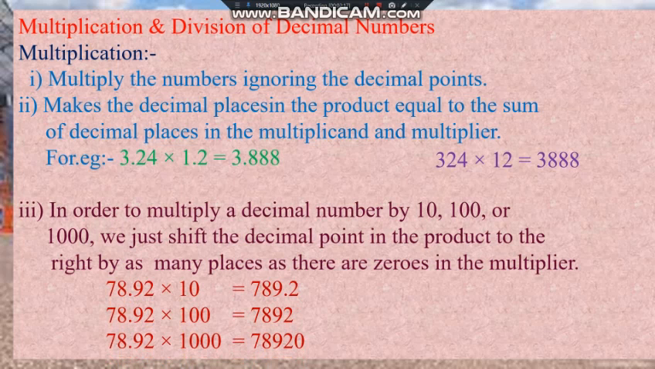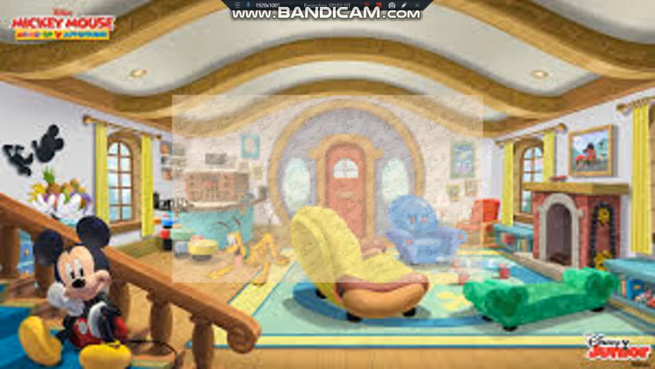Now, in this 78.92 into 1000. If you multiply this, decimal will be placed after 3 digits, but here after decimal we are having only 2 digits. So what we will do? We will place 0 as the third digit. So 78920 is your answer. Understood, dear students?